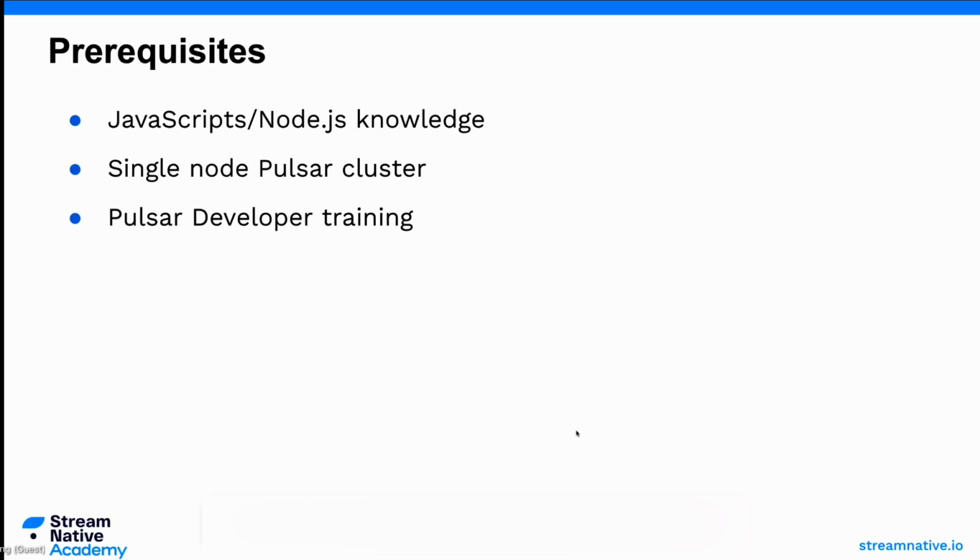So prerequisites, I hope that you have some JavaScript background knowledge, right? So how to write JavaScript, how to use Node.js, how to run it, debug it, and trace your JavaScript code. Okay. The second one is how to set up a Pulsar cluster, how to connect to a Pulsar cluster, right? How to check the status of a cluster. The third one is basically Pulsar developer training. You have to go through this training.